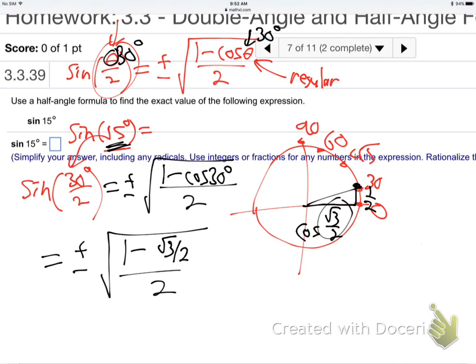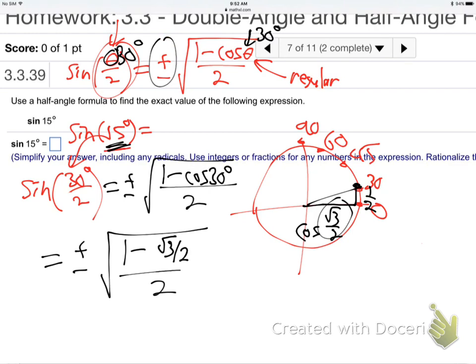Now, what's with the plus or minus thing? Well, what they're saying is, make it plus or make it minus depending on what quadrant you're in. All students take calculus. Just figure that out yourself. They're saying it can go either way. The sign can go either way depending on what quadrant you're in.